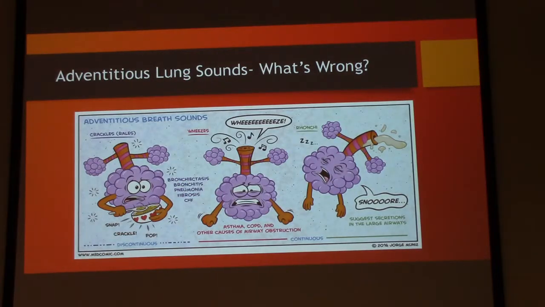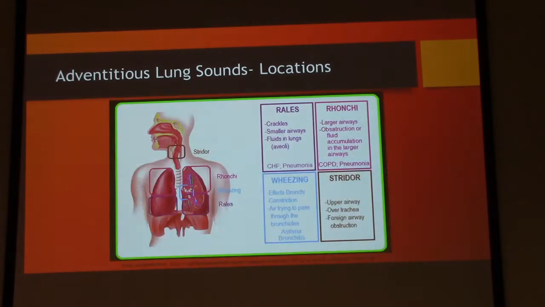And then we have our adventitious lung sounds. These are lung sounds that usually indicate something might be going on. Wheezes. We hear wheezes and we think, oh, asthma right off the bat. We hear crackles or rales, we think heart failure. And so this chart breaks it down actually pretty good, but again, it comes down to what's really going on with the patient.